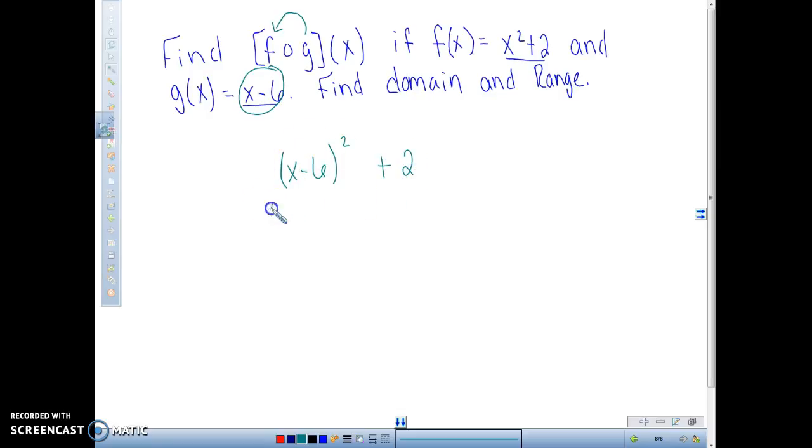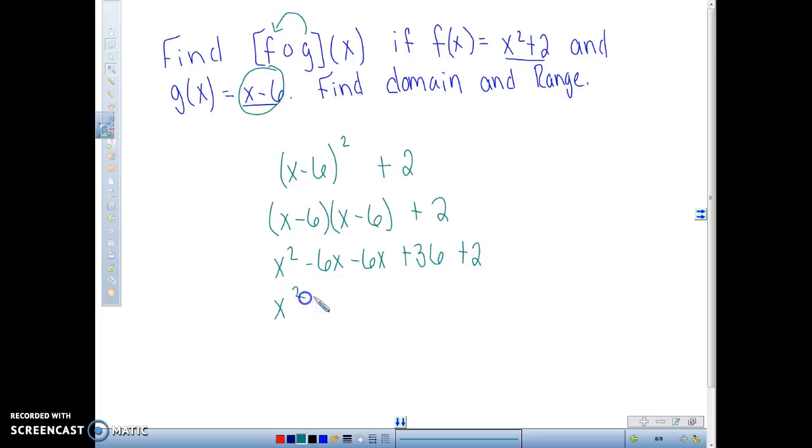You would have to FOIL this because remember, if you have a parenthesis squared, it means you have two of them. So you would FOIL this, so you do your first x times x, outer, inner, and last. And then don't forget to bring down that plus 2. So our answer would be x squared minus 12x plus 38.